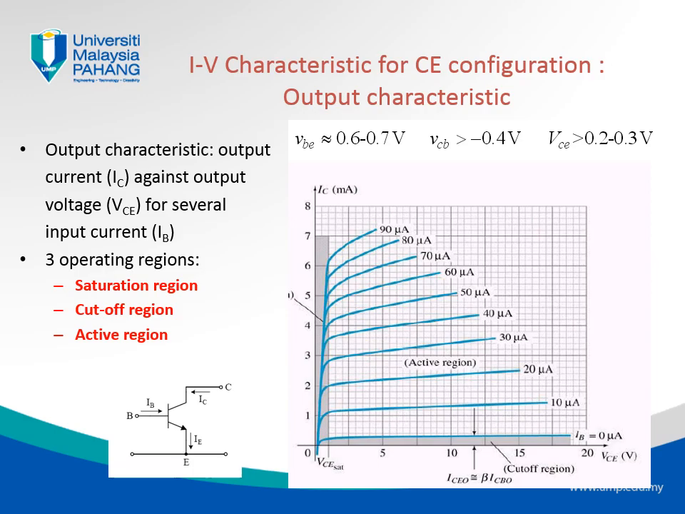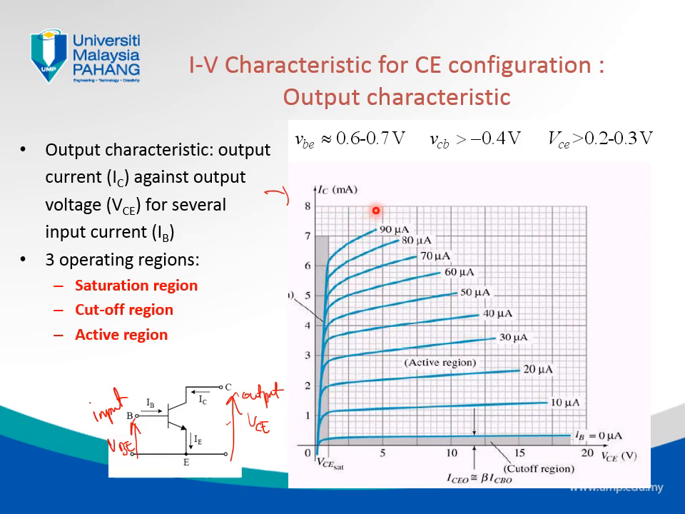So let me draw the voltages so that we remember where it is. The previous characteristic is on VBE, so this is the input. Now what we're looking at is the output. So the output is here for a CE configuration. The output is VCE. So for the output characteristic, we'll go directly into the graph. The characteristic that we're looking at right now is the current IC.